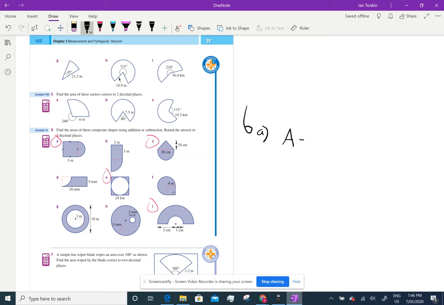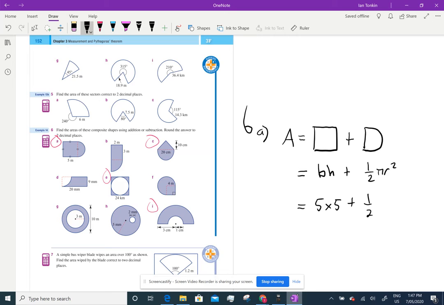So my area equals the area of the square plus the area of the semicircle. Well, the area of the square is base times height, and the area of the circle is pi r squared, but I only have a half of it, half pi r squared. Okay. The side of the square is 5, so this is 5 times 5, plus a half times pi times the radius squared.